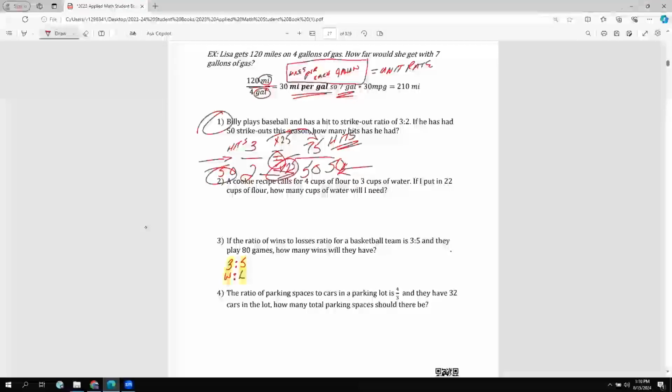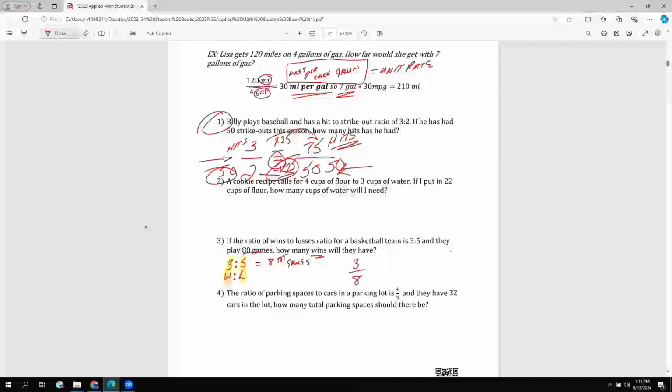Again, remember they told me 3 wins, 5 losses, and they ask what happens when they play 80 games. I'm going to use some of the information that's already here. Remember we said 3 wins, 5 losses, which equals 8 total games. Remember we talked about that? I'm going to use this information to calculate wins. If I said, what's the ratio of wins that the team had? I'd say, well, based on 3 to 5, wins is 3 out of 8.